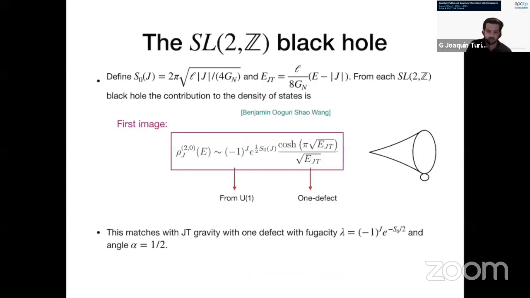You can understand this whole formula from 2D. This is the JT part, and this (-1)^J comes from the U(1) action. And this is what I said before. So this lambda would be this, and alpha is 1/2. This is for the leading contribution. There are other SL2C black holes, which will give you even smaller contributions.